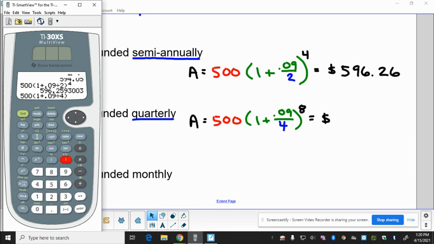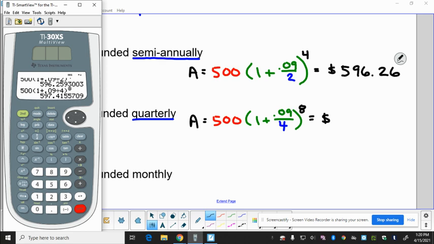Divided by 4, exponent of 8. Okay, we got a little bit more money, $597.42.